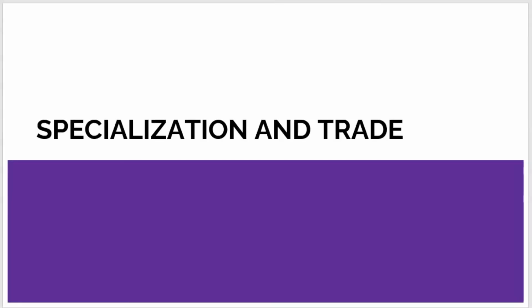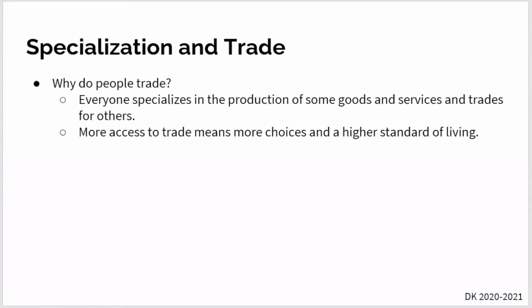So, specialization and trade. The first question that we have to ask ourselves is, why do people actually trade? There's a lot of different reasons as to why people trade, but we're going to focus on two things. Number one, people trade because it leads to more choices and ultimately a higher standard of living. Well, how does that actually happen?